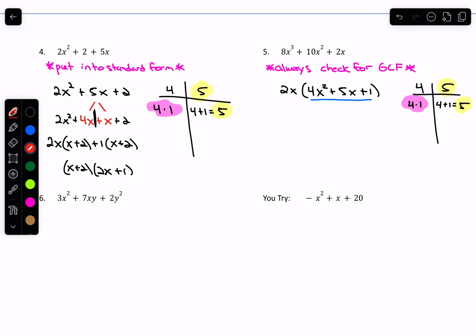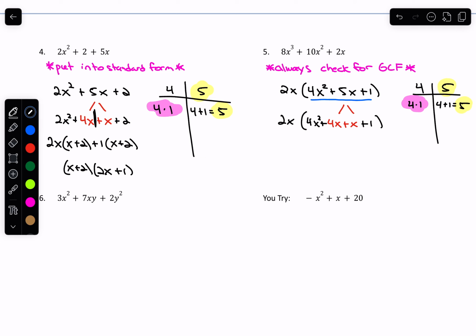So now I can go ahead and split 5x in the middle to be 4x plus x again. In the front, we had 4x squared, and in the back, we had 1. Notice that the 2x that was in front, I haven't touched it at all yet. Everything I'm doing right now is inside of those parentheses where I underlined in blue. So I need to keep parentheses around all of this and then put the 2x in front in every step.